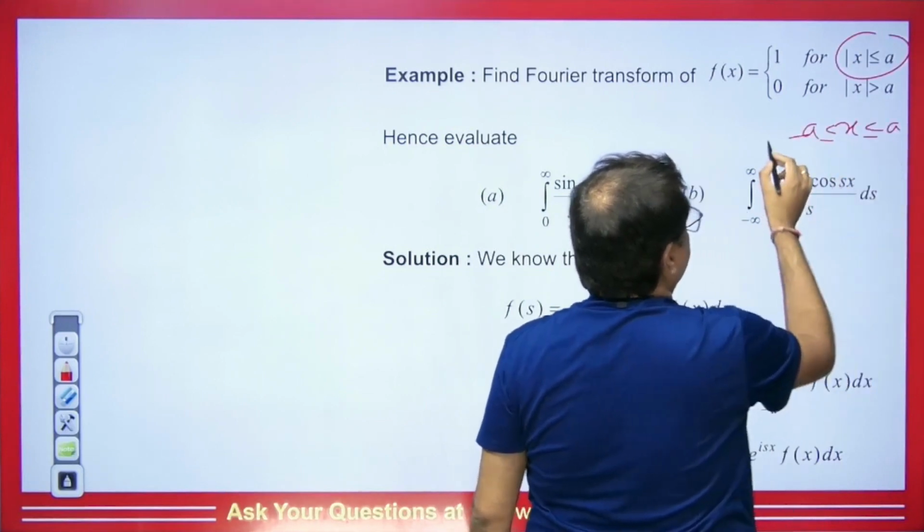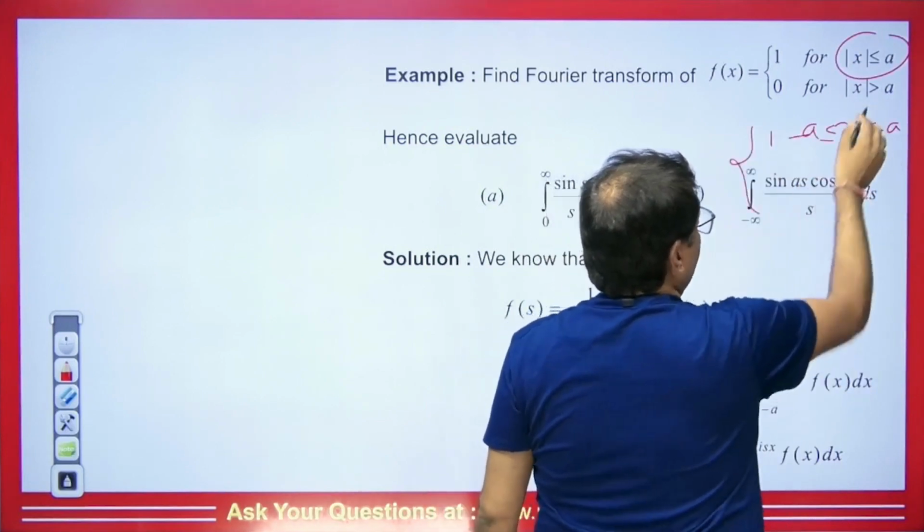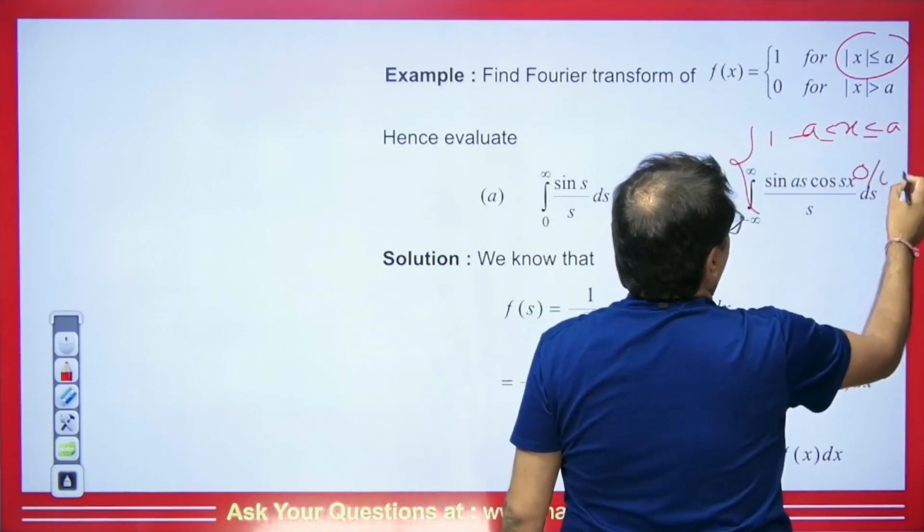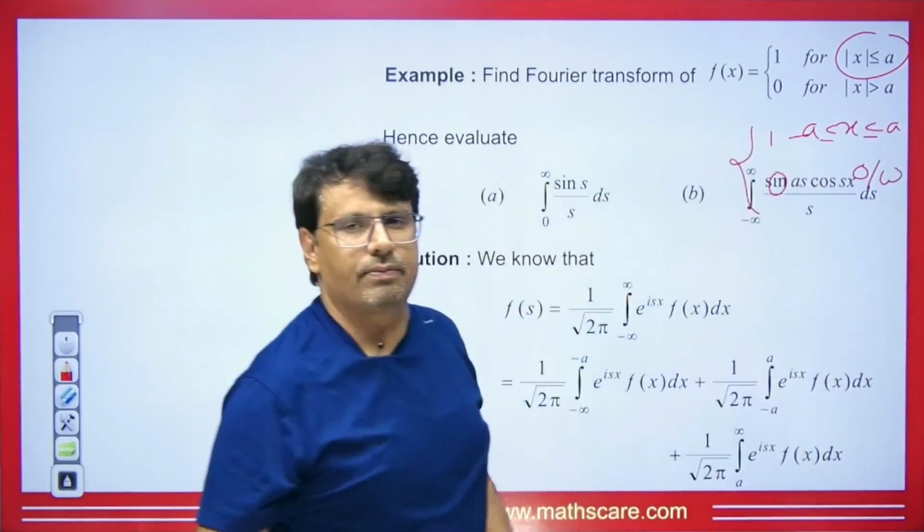And what is the value of the function? The value of the function is 1. Whenever it is given other than this, then what is the value of the function? The value of the function will be 0.